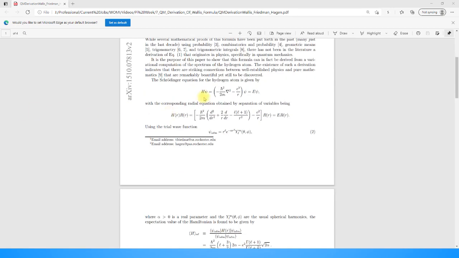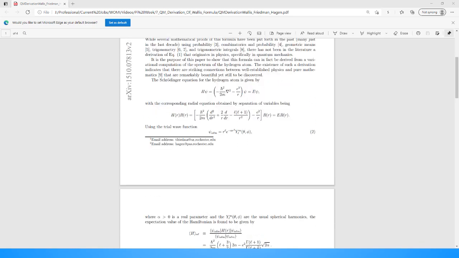So here, they present the Schrödinger equation for the hydrogen atom. H is a mathematical operator called the Hamiltonian, and this Greek letter psi is the atomic wave function. The explicit form of H is given here in parentheses. The first term is the kinetic energy term, and the second term is the potential energy term. When H acts on psi, it returns the total energy E times psi.